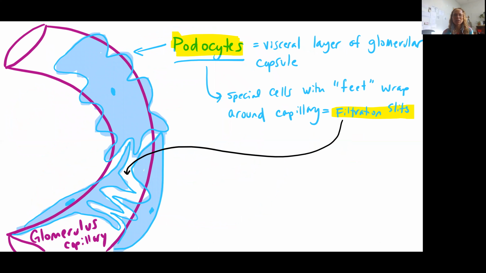Let's take a look at those cells that are surrounding that glomerulus. Those cells are going to be, of course, part of the glomerular capsule. They are called podocytes because they have these special little extensions of the cell that look kind of like feet, or they're described as feet, that wrap around the capillary, and then they form these little filtration slits. So as we are pushing material out of the glomerulus, that material has to fit through these filtration slits.